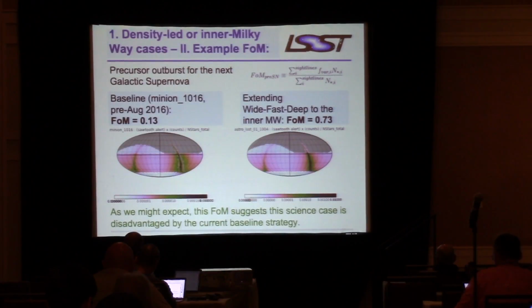If it goes off somewhere in the sky, but it follows the density, then the wide, fast, deep extended to the plane will do a better job of finding it. So we have this in the chapter to provoke the community to think of ways in which your science might actually work for this as well.